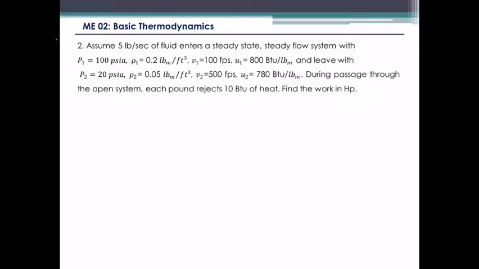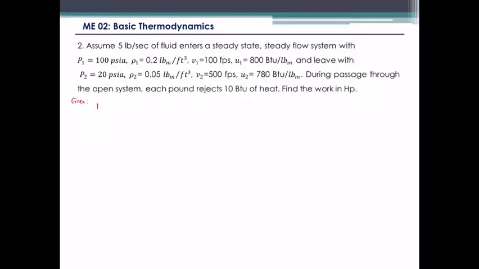During passage through the open system, each pound rejects 10 BTU of heat. So find the work in horsepower. So this is an open system. So let us write the given first.